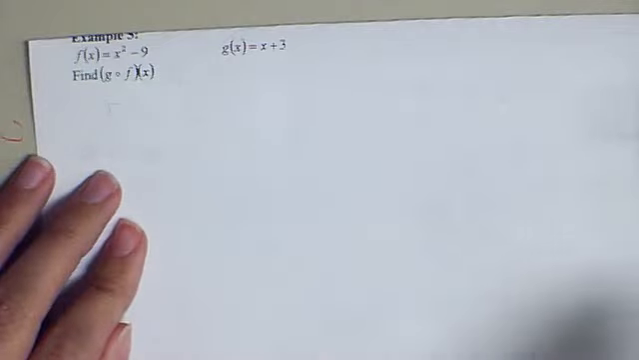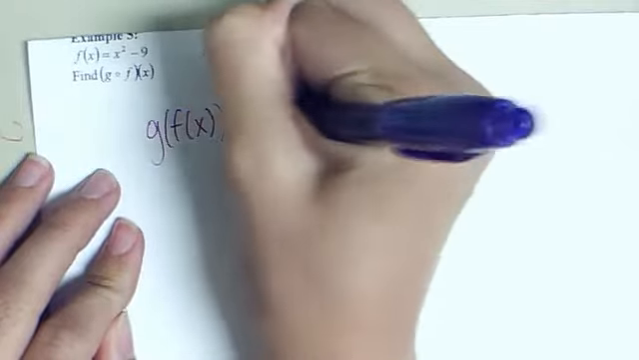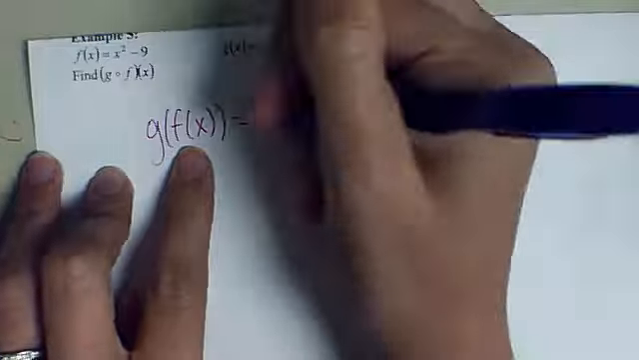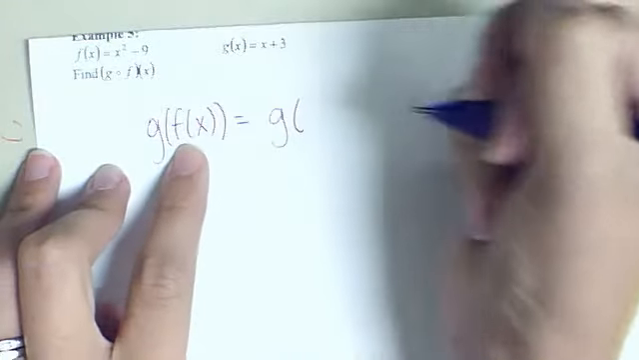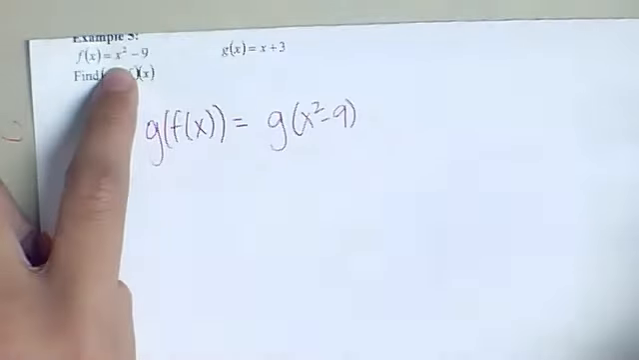For example 5, we're going to do just one more composition. This time my f of x and g of x are changing. I want to find g composed with f of x. I can go ahead and rewrite that. G of f of x. I can replace f of x with what f of x equals. So g of x squared minus 9, because that's what f of x is.